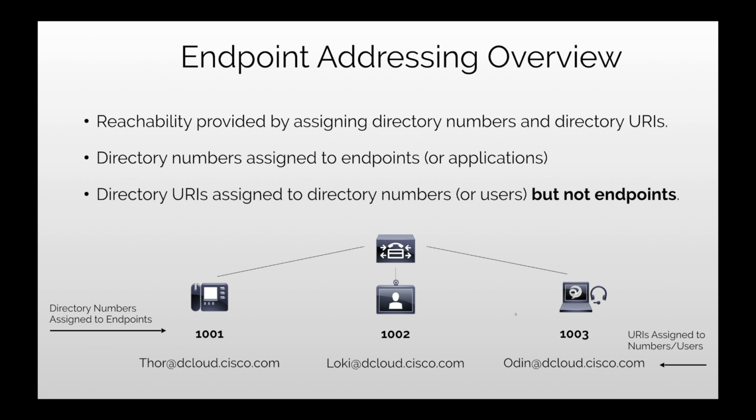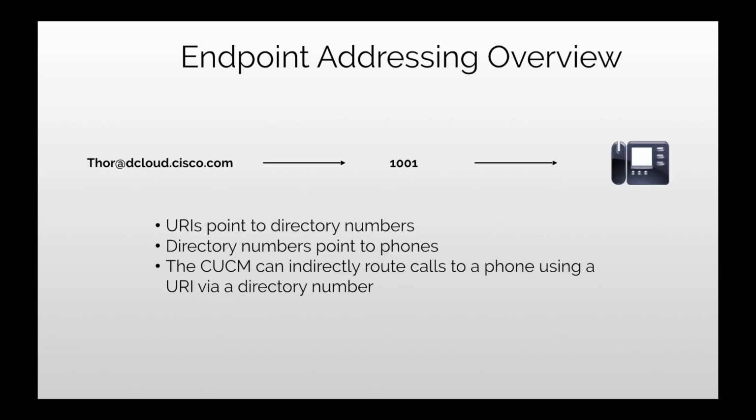And in fact, URIs can not only be assigned to directory numbers, they can also be assigned to users. And we'll talk more about that a little bit later. Okay, so a URI points to a directory number or a user, but not a phone. A directory number points to a phone. So although you can't assign a URI to a phone, the CUCM could in fact route calls to a phone using a directory URI if the URI points to a directory number, which in turn points to a phone.